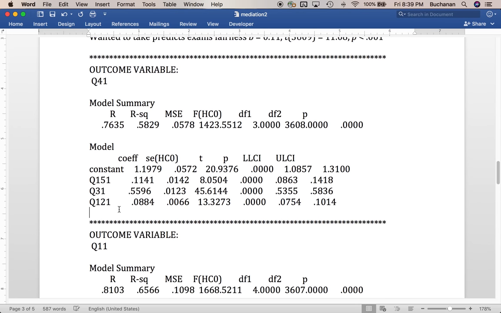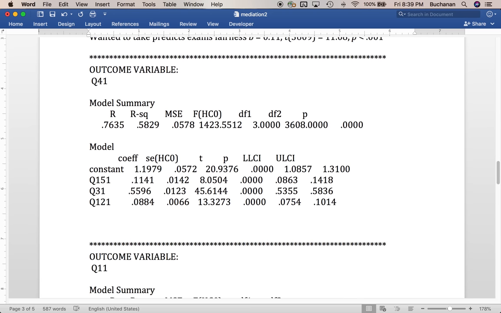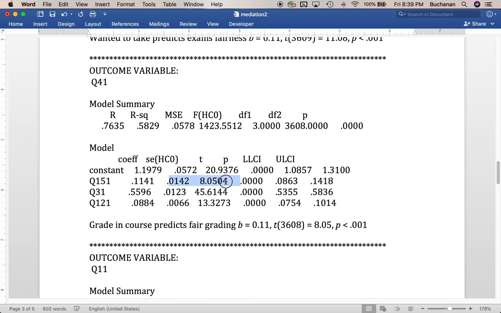So all the way back down here. We won't talk about the overall model, but you could. What we want to say here is that the grade in the course predicts this question, which is the grading system is fair. This is overall grading. So we'd say that B equals 0.11. T, degrees of freedom are a little different now. It's 3608 because I have an extra predictor in the equation. So T is 8.05, P is less than 0.01. So I pull that number, here's T, and then here's P. This is the confidence interval.